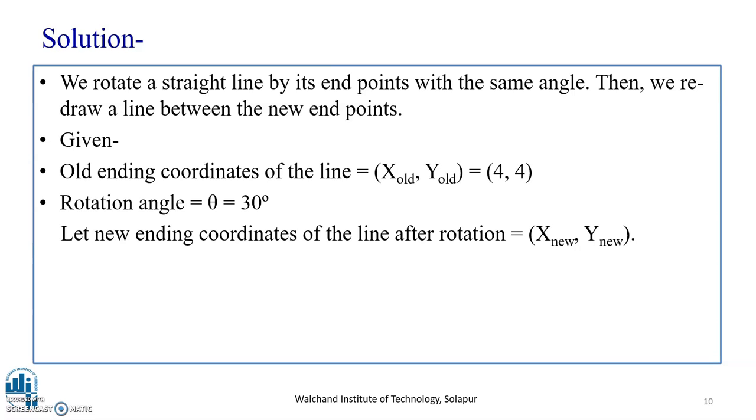Given the old ending coordinates of the line are x old and y old, that is 0, 0 and 4, 4. So, we have directly taken 4, 4 over here. Now, the rotation angle is theta, which is equal to 30 degrees. Now, we have to find this line segment after rotating it by 30 degrees. Thus, the new ending coordinates of the line after rotation are x new and y new.